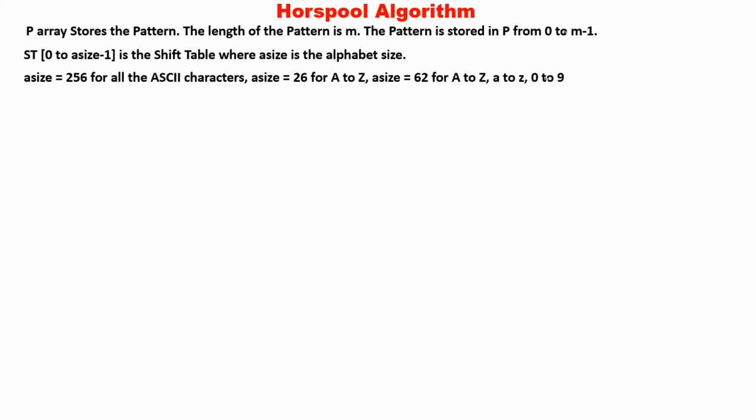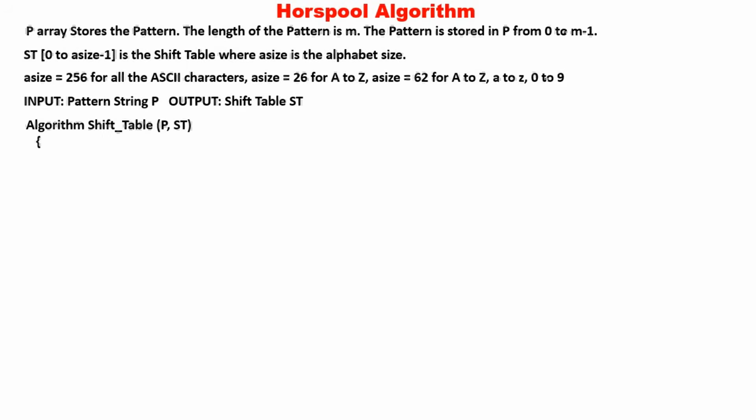A size is equal to 256 if we consider all the ASCII characters. If we consider only capital A to capital Z, it is 26. If we consider capital A to capital Z, small a to small z, and digit 0 to 9, it is 62. So we considered A size equal to 27 because we considered capital A to capital Z and a blank character. Therefore it was 27. So A size could be anything. So what is the input for this shift table algorithm? Pattern string. What is the output? Shift table.